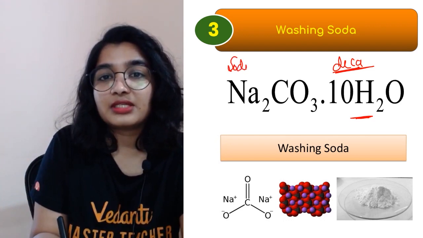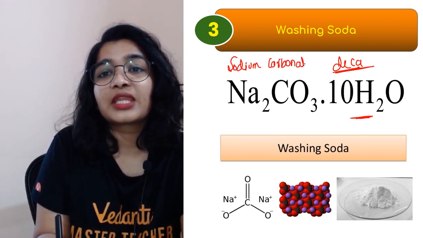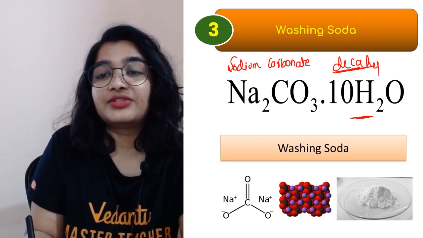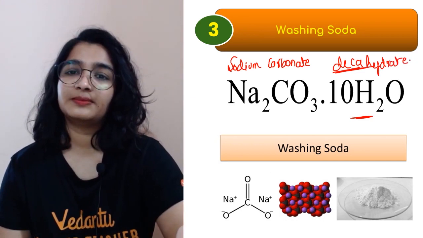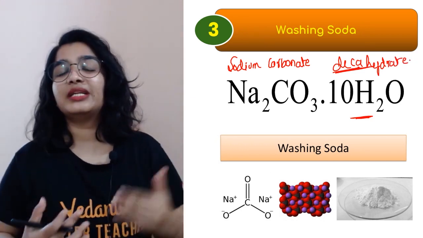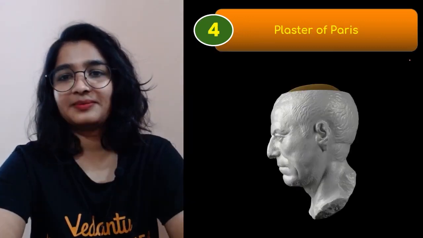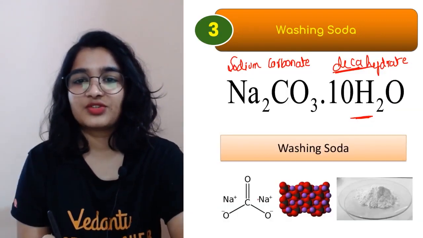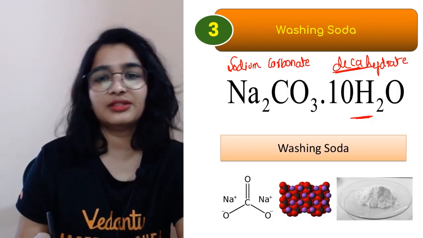Let me just write it. Sodium carbonate decahydrate is the chemical name of washing soda. Sodium carbonate is only Na2CO3, but sodium carbonate decahydrate is washing soda. And this is its structure, Na2CO3, and there will be water of crystallization, of course.